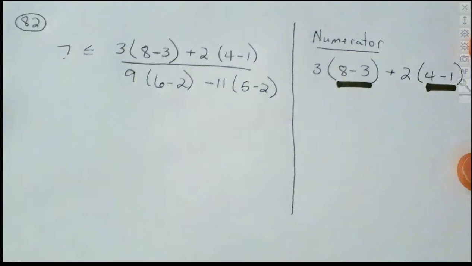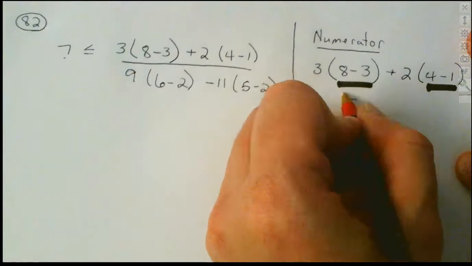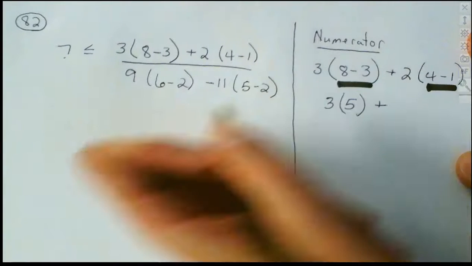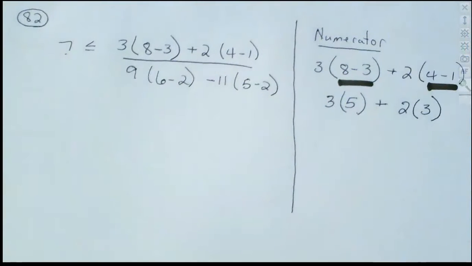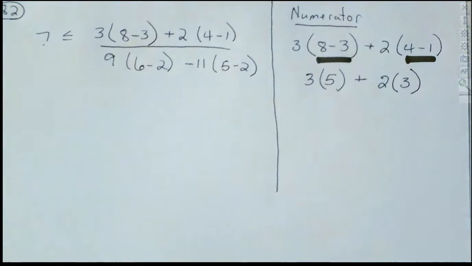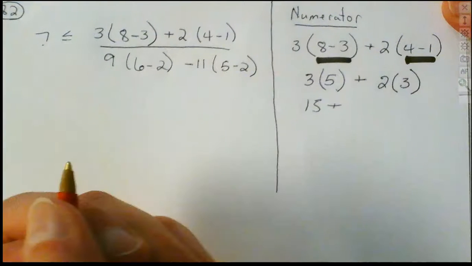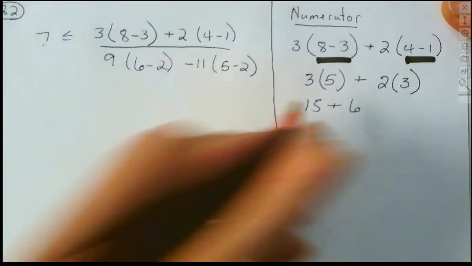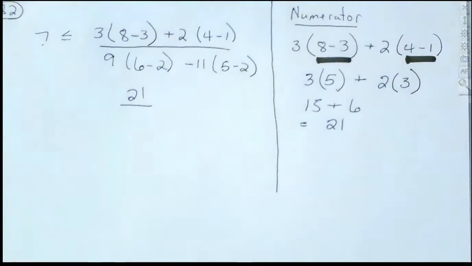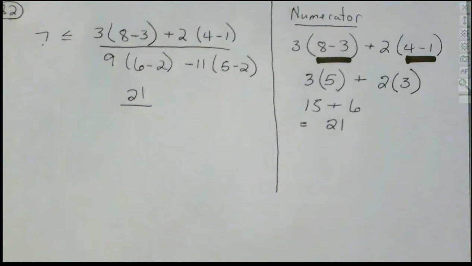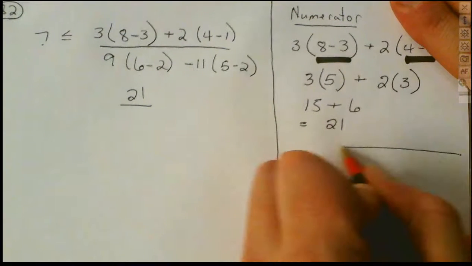Parentheses go first. 8 minus 3 is 5. And 4 minus 1 is 3. Now we multiply. So 3 times 5 is 15. 2 times 3 is 6. We add those together, and we come out with 21. Is everyone okay with what I did there? I took the difficult problem and broke it into smaller chunks, and I worked at each component individually. Denominator is going to be done the same way.